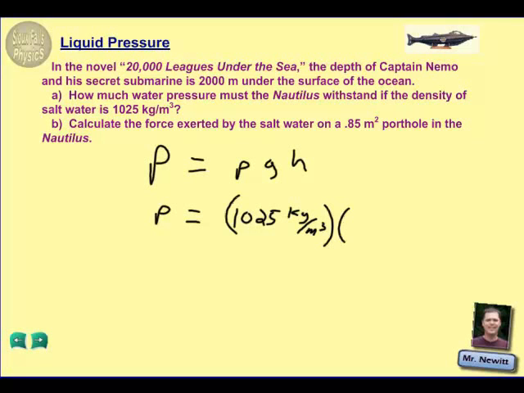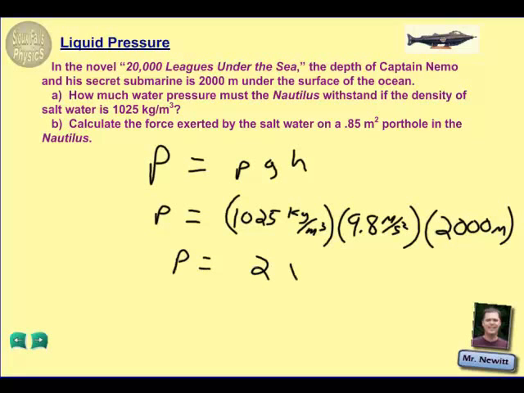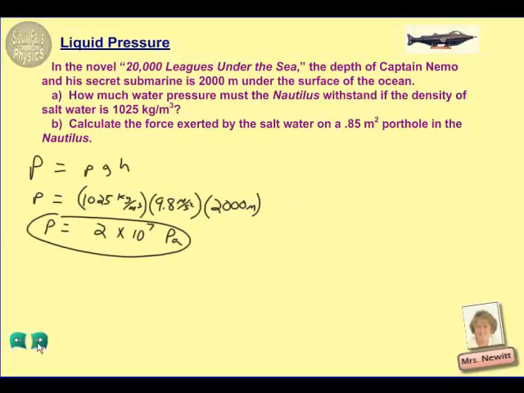Okay. Force of gravity 9.8 meters per second squared. And the distance that's under the water is 2,000 meters. Please note that our units are all matching up. In other words, we're using kilograms, meters, and seconds in this. Multiply that out, and you'll get something on the order of 2 times 10 to the 7th pascals. Okay, so now we have our pressure value.